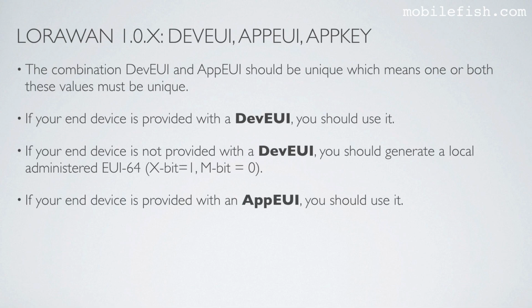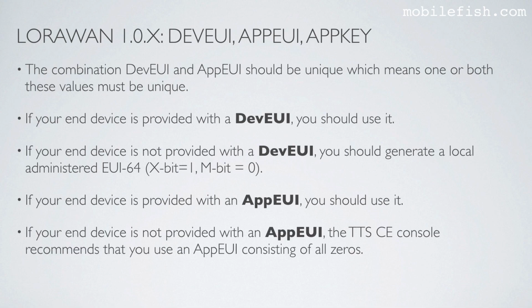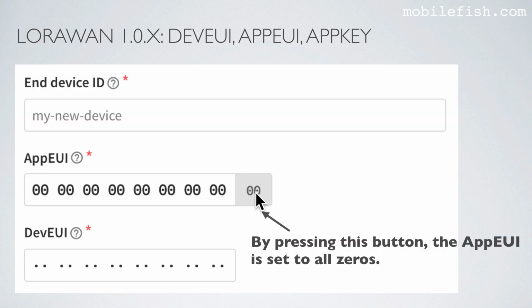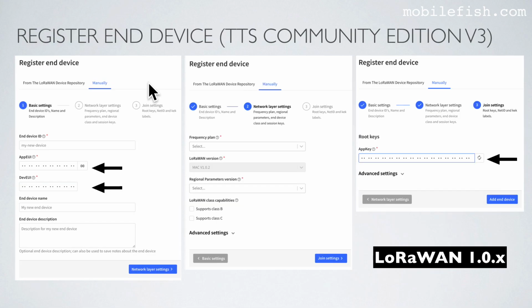If your end device is provided with an AppEUI, you should use it. If your end device is not provided with an AppEUI, the ThinkStack Community Edition console recommends that you use an AppEUI consisting of all zeros. If you press this button, the AppEUI is set to all zeros, but only if your end device is not provided with an AppEUI.